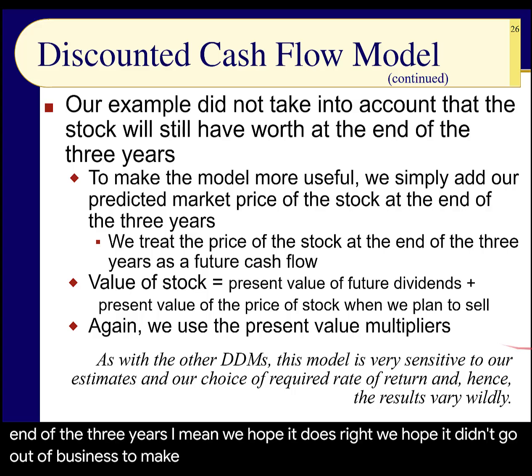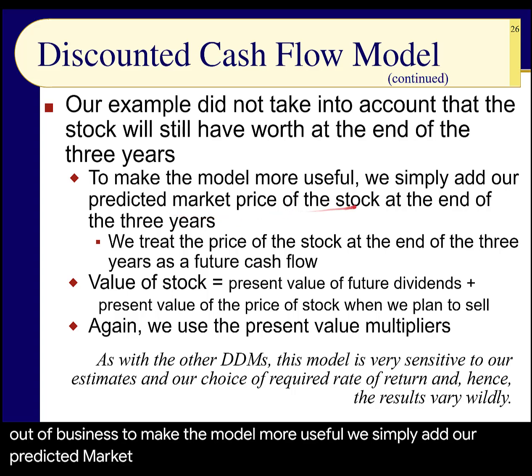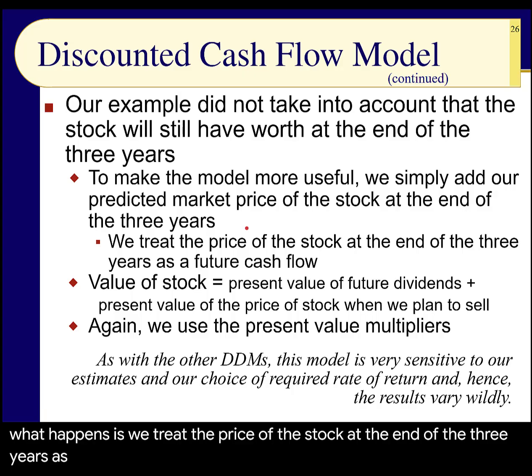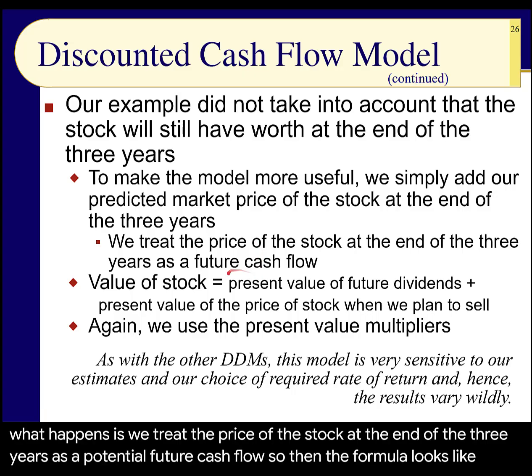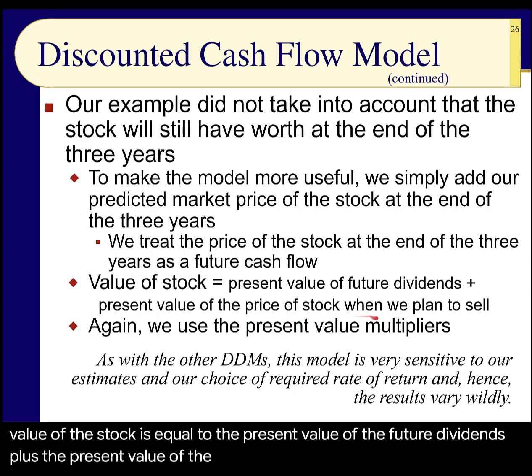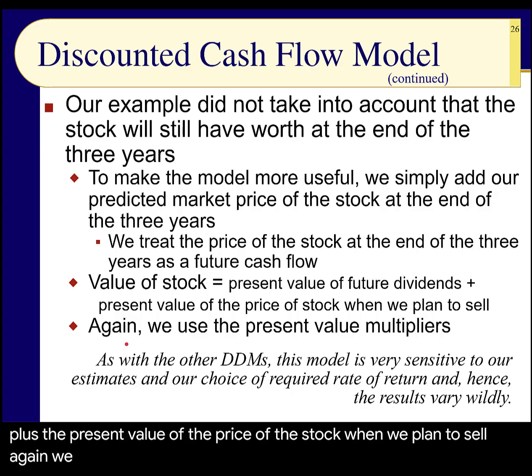To make the model more useful, we simply add our predicted market price of the stock at the end of the 3 years. We treat the price of the stock at the end of the 3 years as a potential future cash flow. So then the formula looks like this: value of the stock is equal to the present value of the future dividends plus the present value of the price of the stock when we plan to sell. Again, we use the present value multipliers.